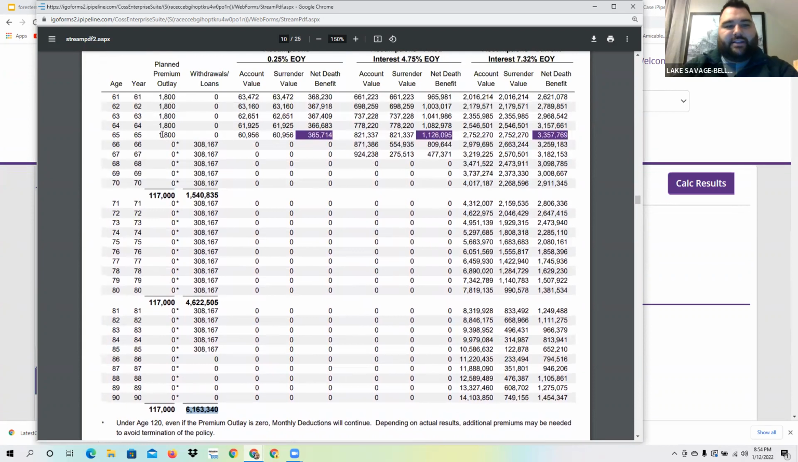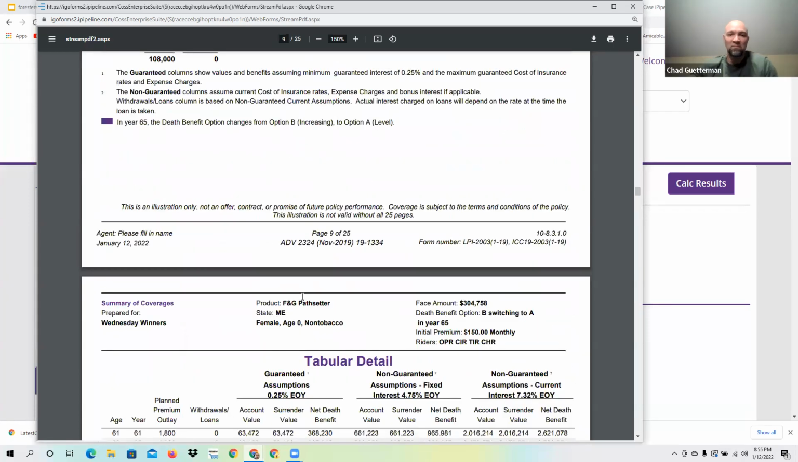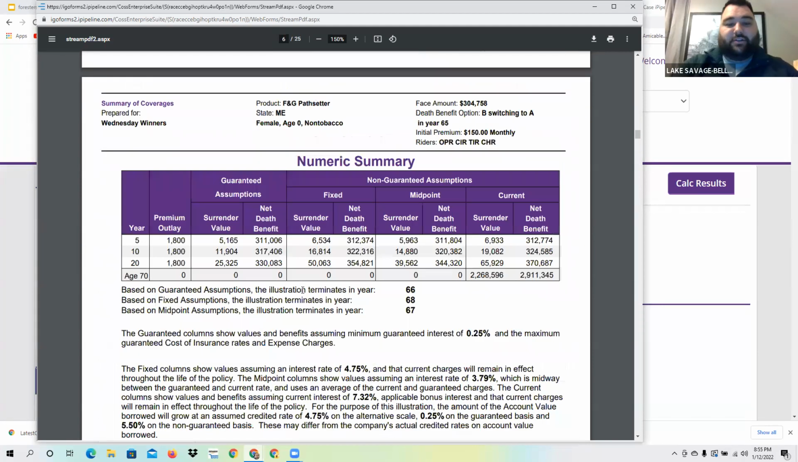So they paid the insurance until age 65. If they took a loan out year after year from their cash value from age 66 to age 85, they'll be able to pull out $308,000 in income every year for 20 years. $117,000 became 6.1 million. That is the $1 million baby. Pretty cool, right? Mm-hmm. All right. That's so nuts.